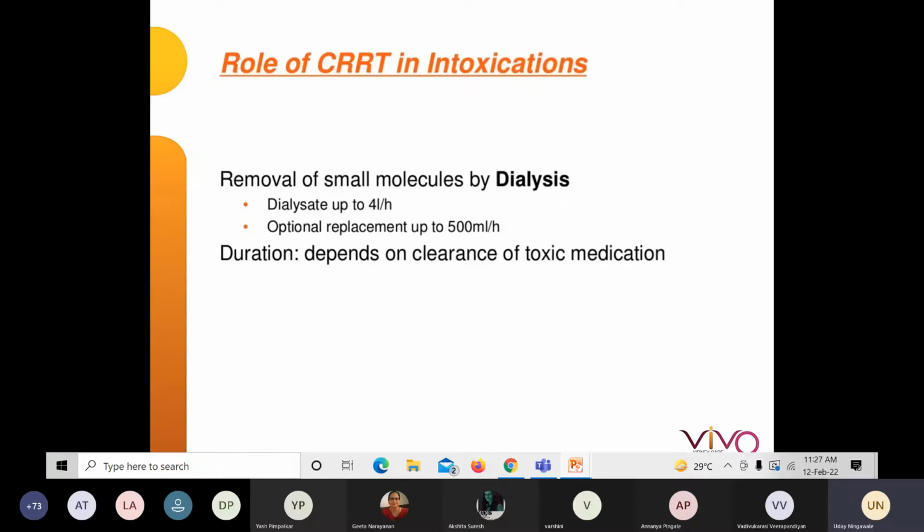Optional replacement up to 500 ml per hour. And duration depends on the clearance of the toxic medications. If there are toxic medications that cannot be cleared along with the dialysis, a hemoperfusion procedure is available, which can be performed on the CRRT machines. Various therapies can also be performed to take out medicine overdose, such types of treatments.